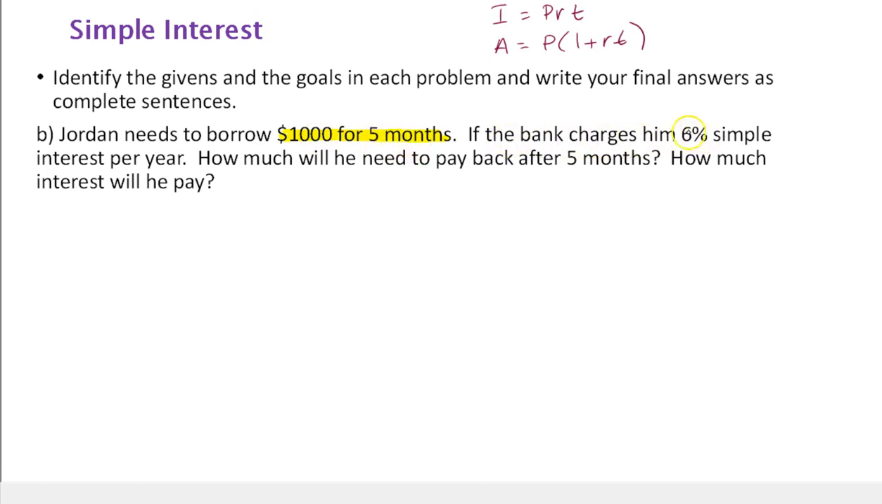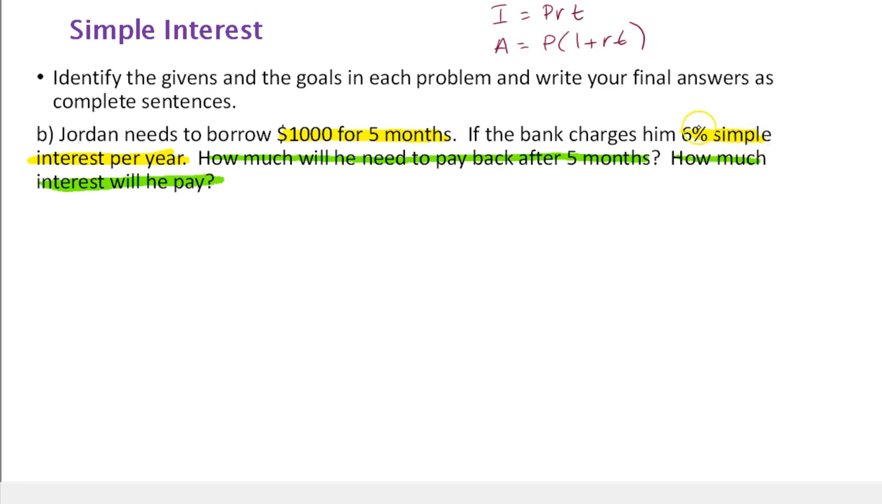If the bank charges him 6% simple interest per year, and now here come the questions, so I'm going to put them in green. How much will he need to pay back after 5 months? And how much interest will he pay?